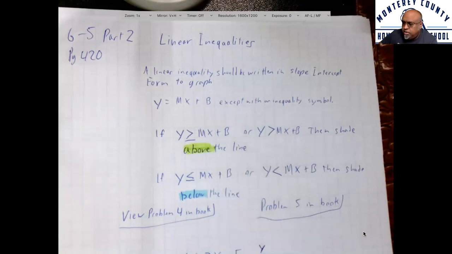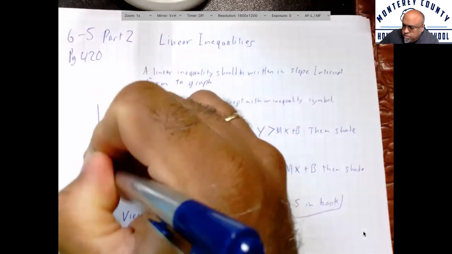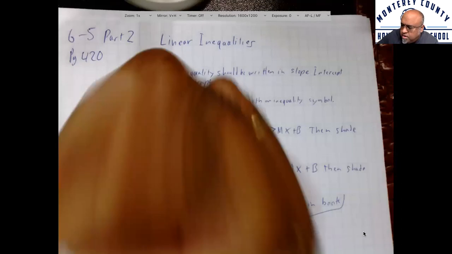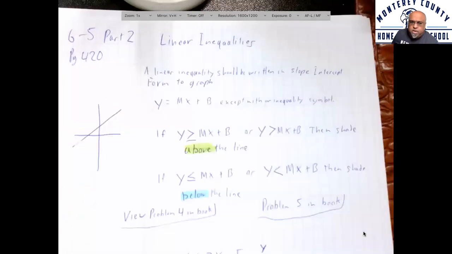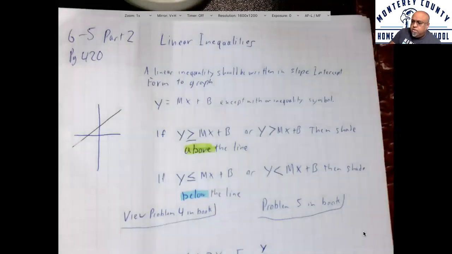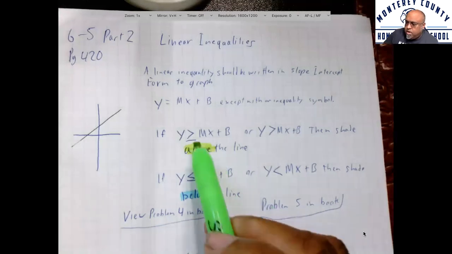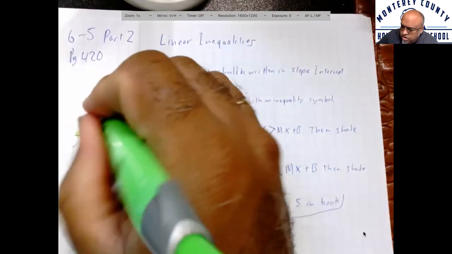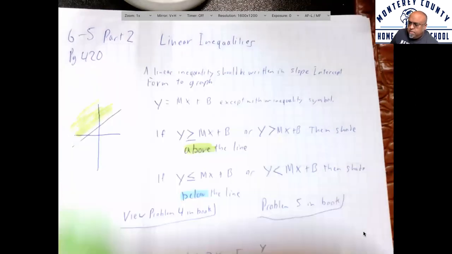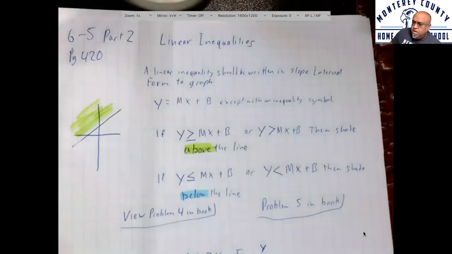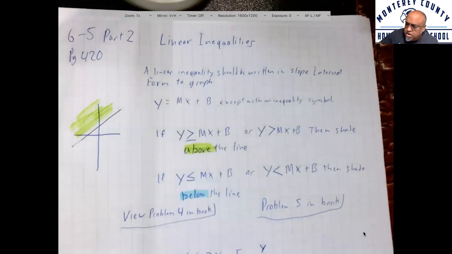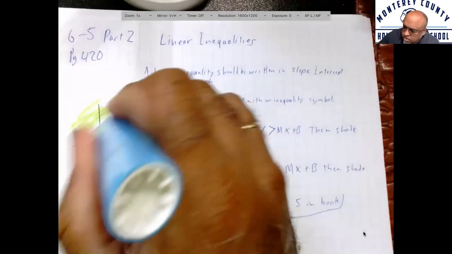And I'm just going to do a sample one. I'm just going to make a coordinate plane. I'm not even going to make an actual equation. I'm just going to go ahead and toss a line on here. If y is greater than, you would shade the above part. If y is less than, you would shade the below part.